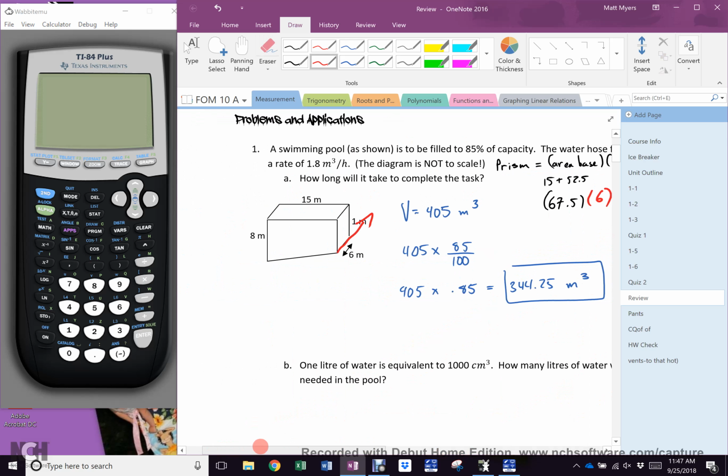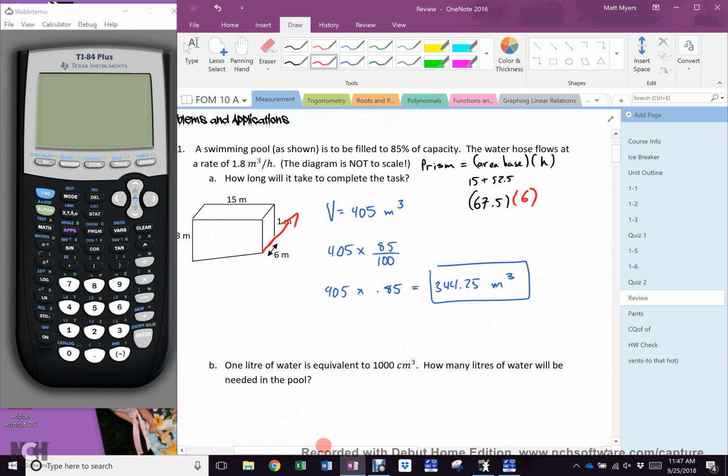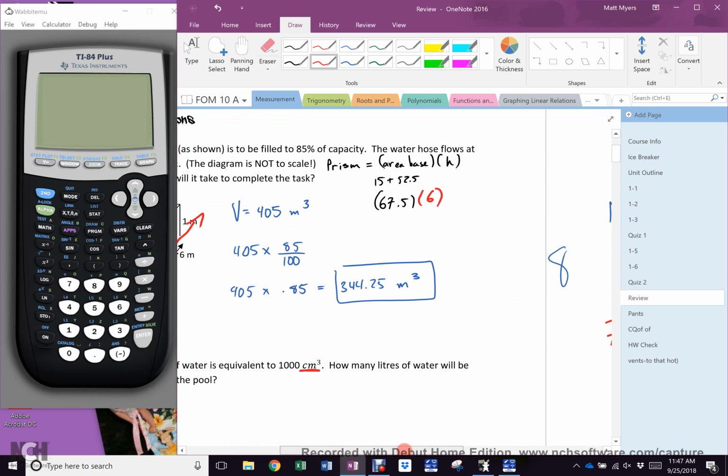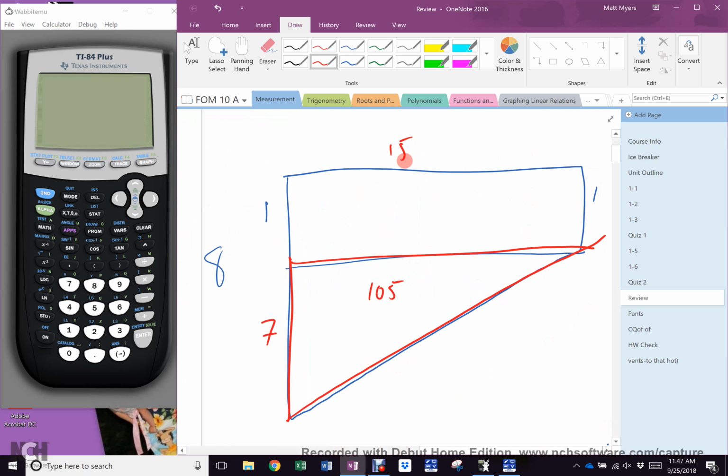Now, in question 2, it says 1 liter of water equals 1,000 centimeters cubed. Yes, Karen. Because this part of the shape was 15 by 1, which is 15. The rectangle at top was 15 square meters. The triangle at the bottom was 52.5.